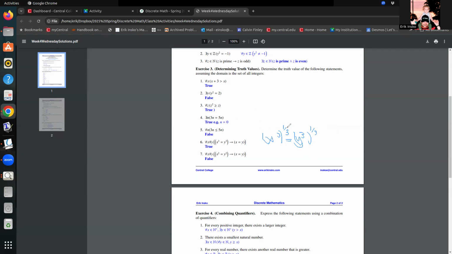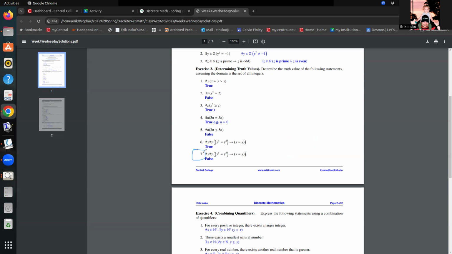Okay, so if I apply 1/3 to both sides, I get that x equals y. So for the first statement, if x cubed equals y cubed is true, then I can force it to be that x equals y. So number 6 is true. And now let me clear all my drawings.